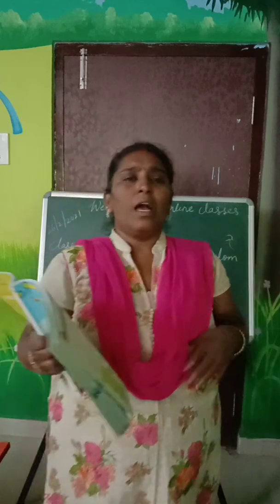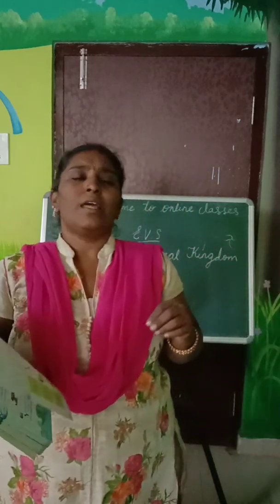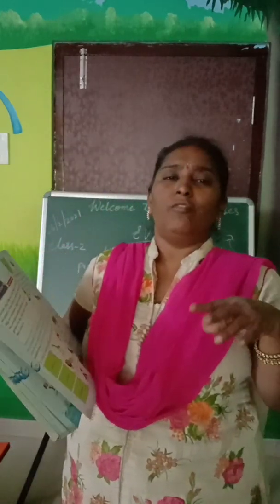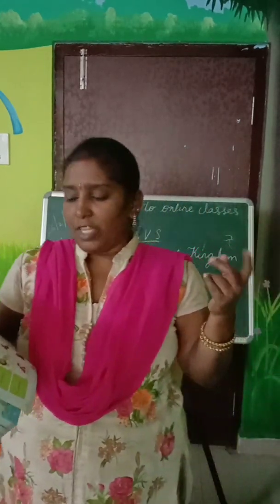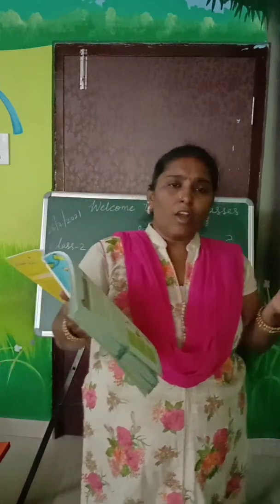They will kill the other animals and eat the flesh of the other animals. So they are called omnivorous. They are both plant eating and animal eaters, flesh eaters. So they are called omnivorous.